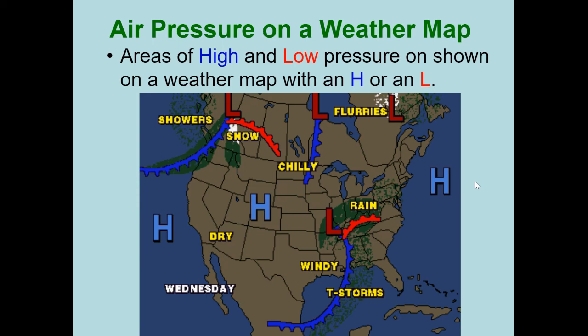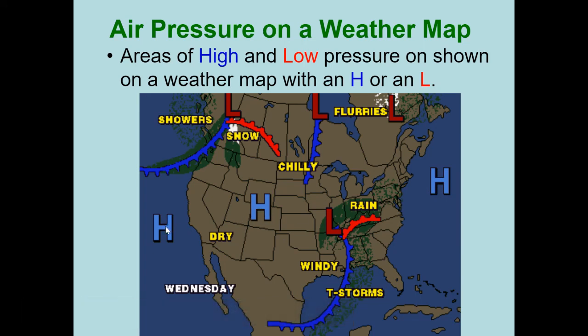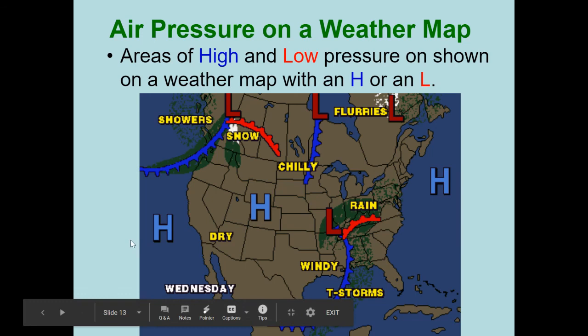All right. On weather maps, on the tech book that you got on Monday, we introduced weather maps a little bit. So weather maps show air pressure by the H and the L. H is always representing high pressure. L is always representing the low pressure. Remember, with high pressure, these areas are experiencing a lot of dry weather.